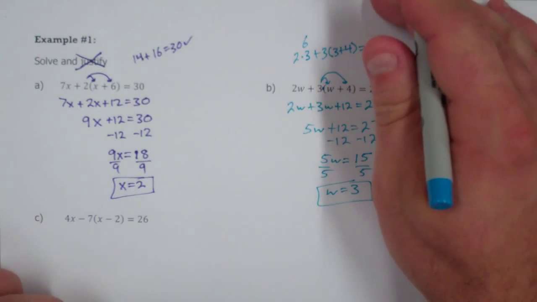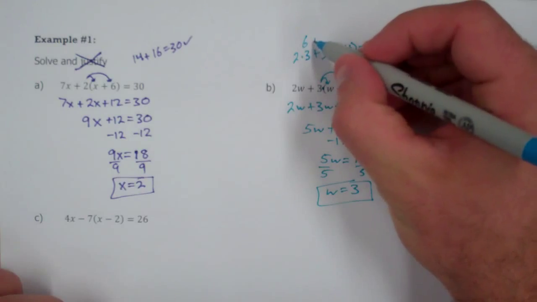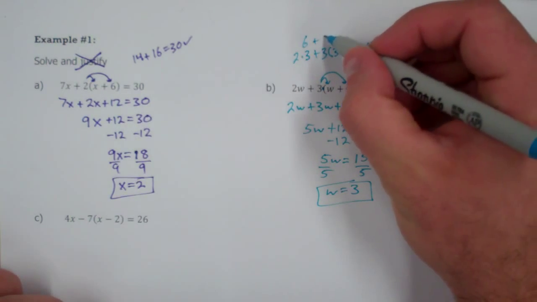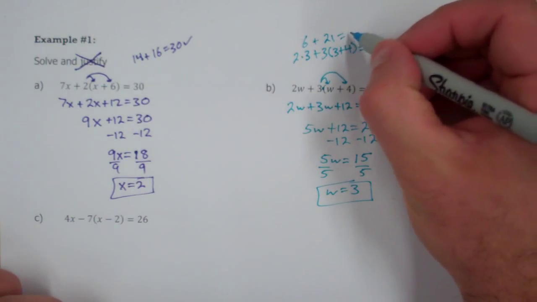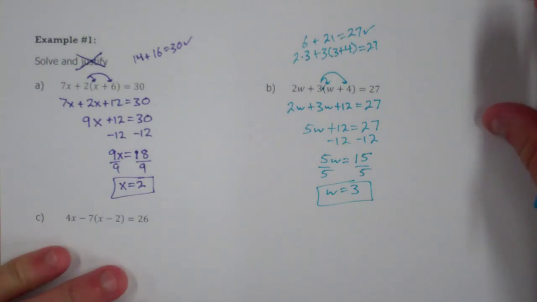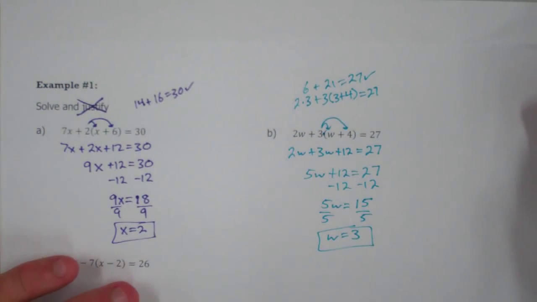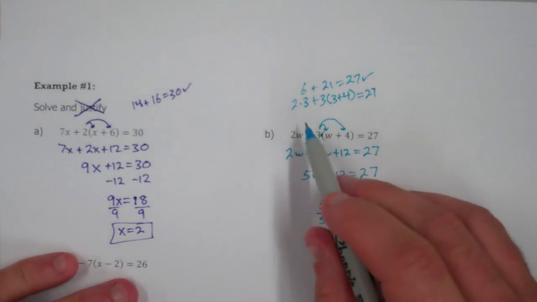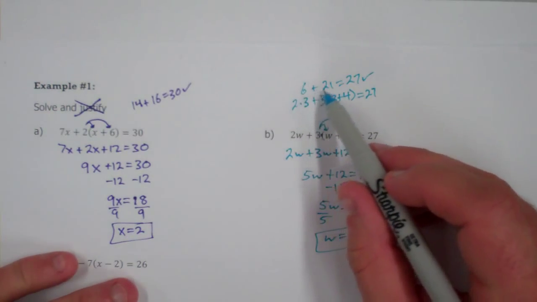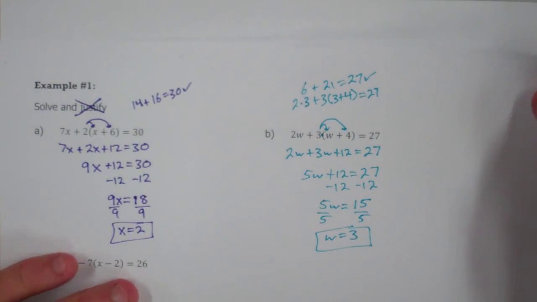So we've got 6 here, plus 3 times 7, which is 21, and that's 27. I hope you guys can see that. I'll try to move this down just a bit for you. There we are. So substituting our value of w in for w, we do get the left side equal to the right side.